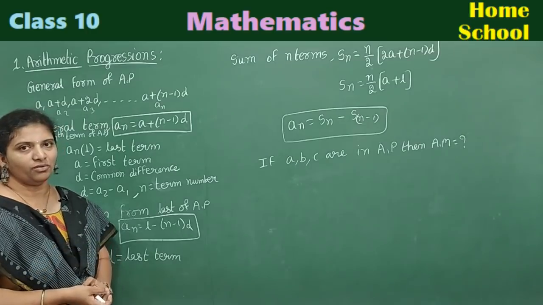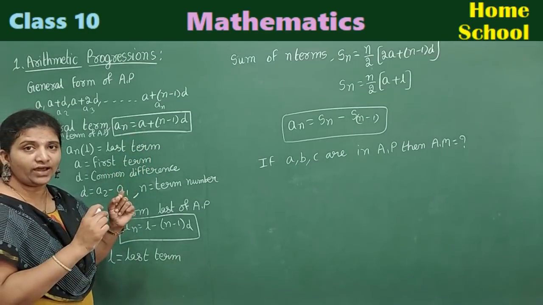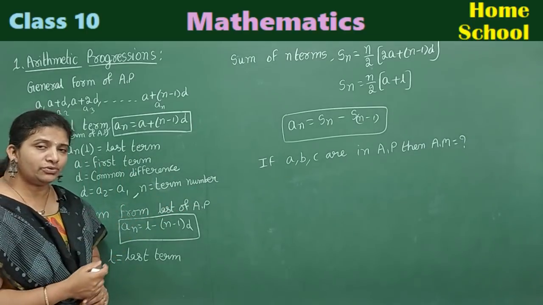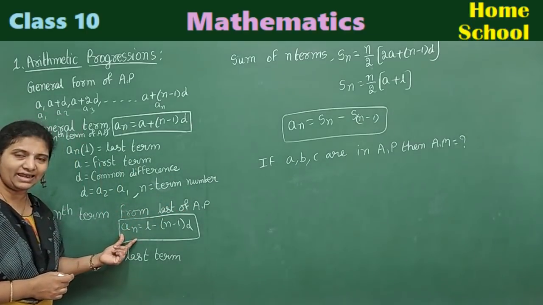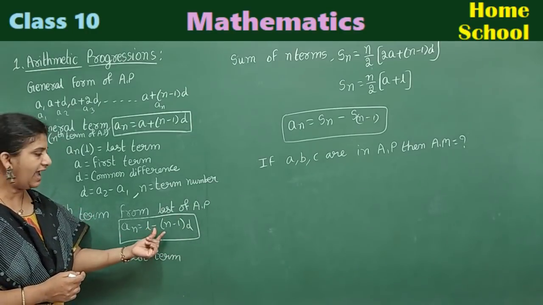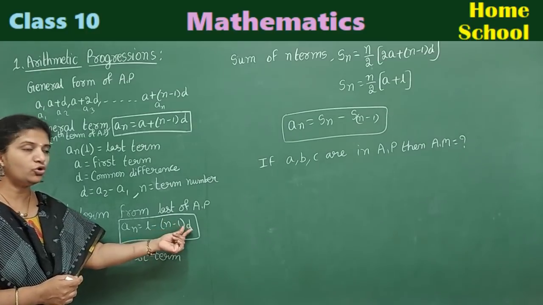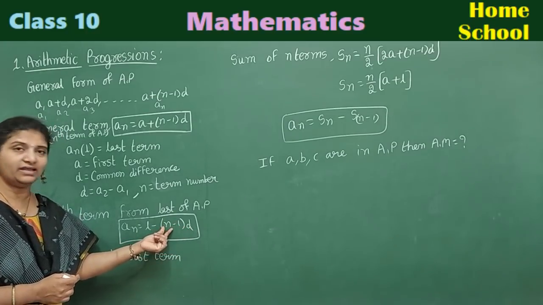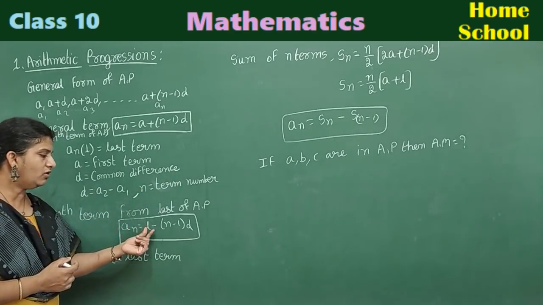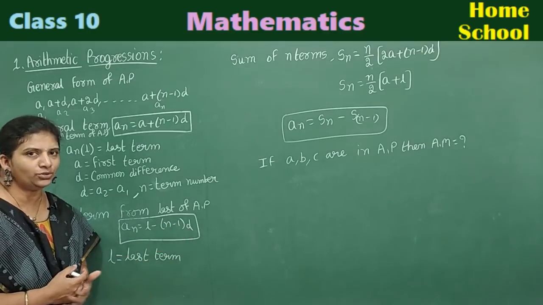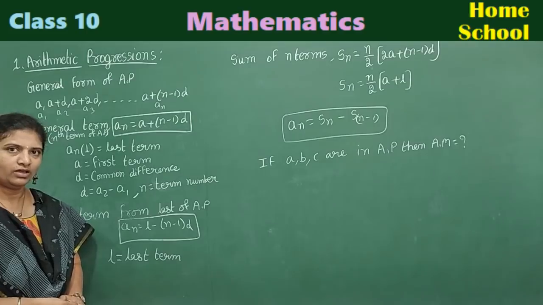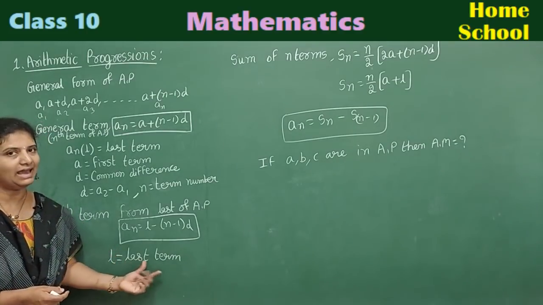There is another formula. This formula is only to find from the starting of the progression. If you need to find from the ending of the progression, that is An is equal to L minus (n minus 1) into d. L is the last term. If you know the common difference and n, suppose from last you find the 10th term, then A10 is equal to L minus (10 minus 1) into d. You can calculate any term value. Okay, so L is the last term.